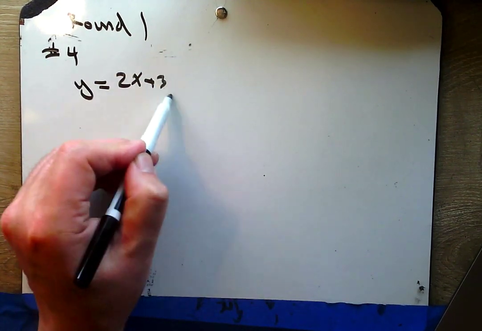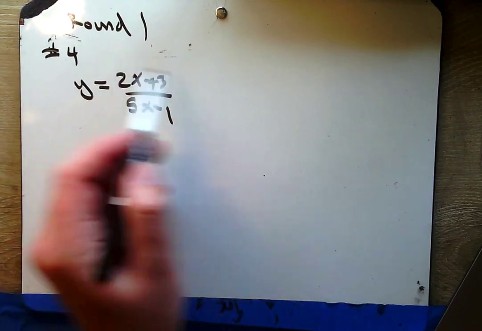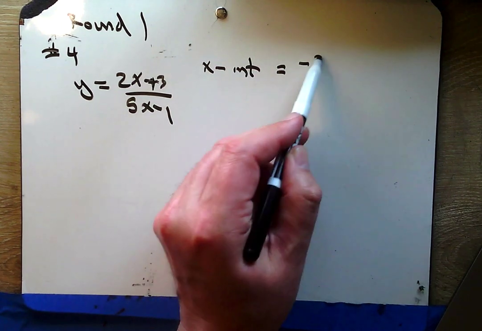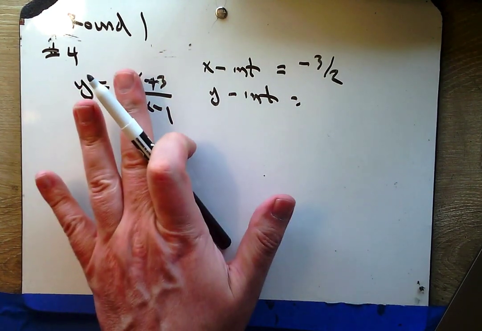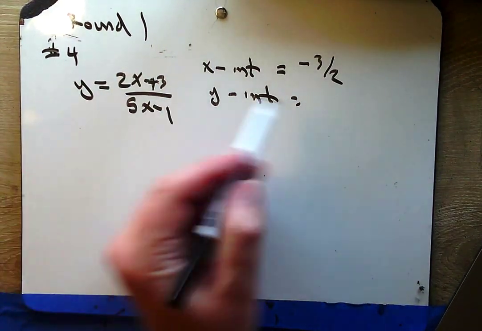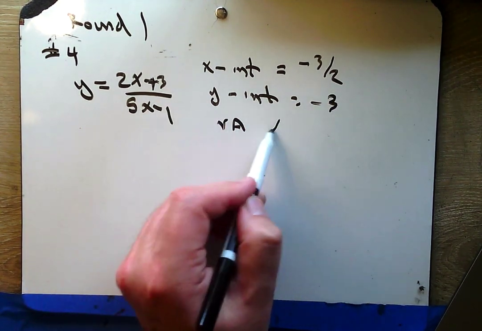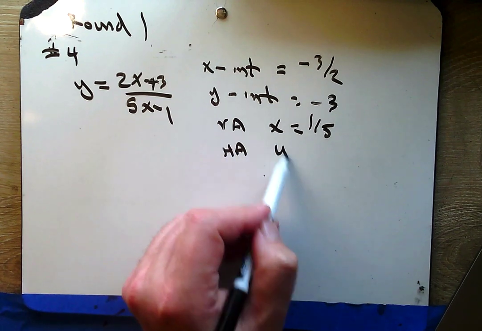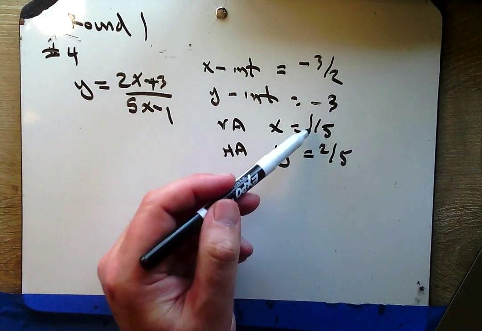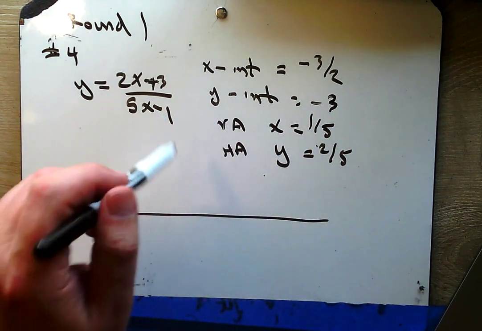Number 4 in round 1 says graph y equals 2x plus 3 over 5x minus 1. And again, this is pretty straightforward. My x-intercept will be -3/2. My y-intercept, when I cover up all the x's because I plugged 0 in for them, I've got 3 over -1. So that's a -3. Vertical asymptote at x equals 1/5, and horizontal asymptote y equals 2/5. Please don't make these so terribly, terribly close to the axes. Please give this room to see and to breathe.